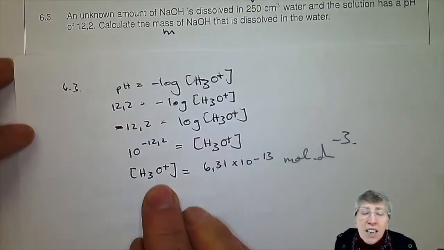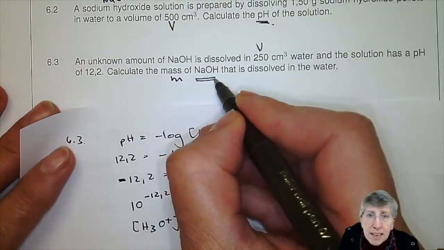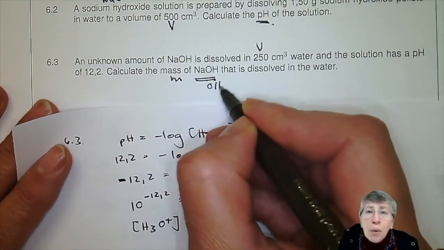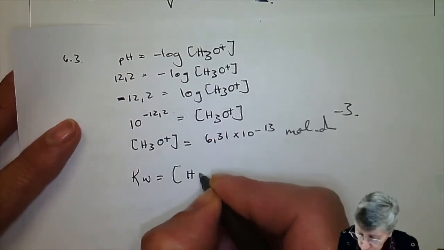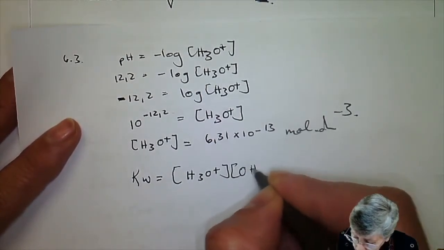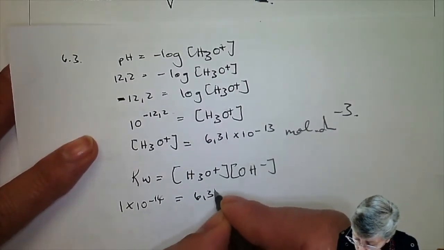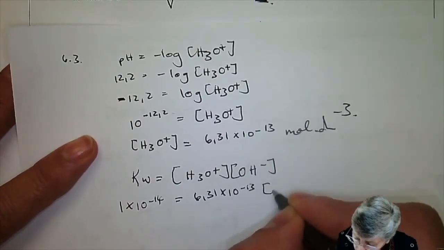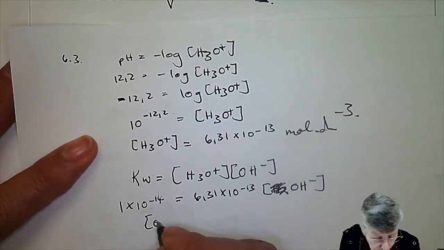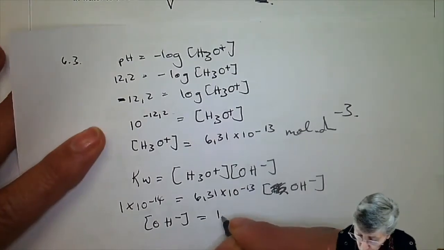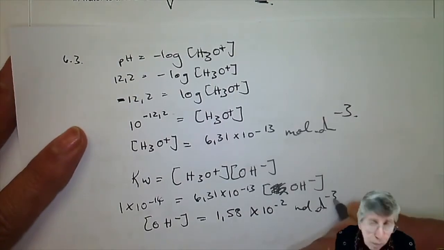So the only thing that pH can give you is H3O plus. And then we are working towards a base, right? So I'm looking towards OH minus. So the next one is doing the KW to say H3O plus times OH minus. So this is 1 times 10 to the minus 14 equal to 6,31 times 10 to the minus 13, times my OH minus, right? And that gives you an OH minus concentration of 1,58 times 10 to the minus 2 moles per cube decimeter.